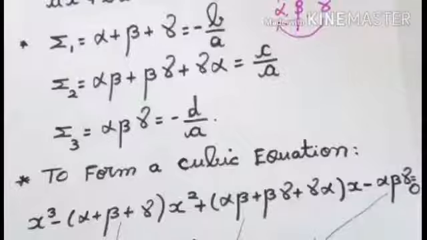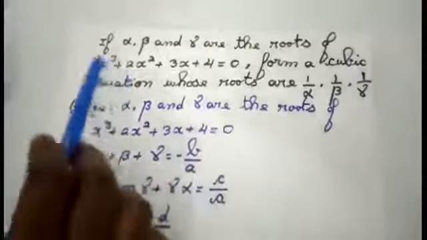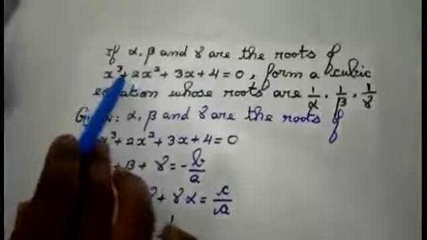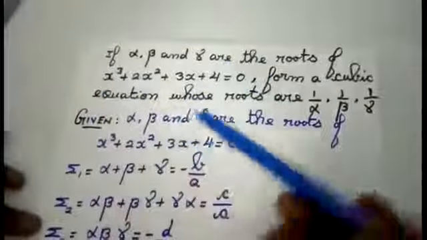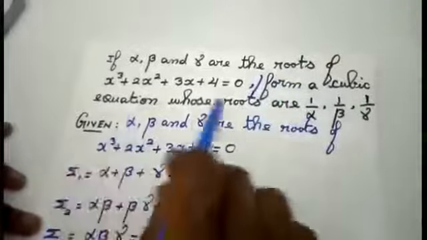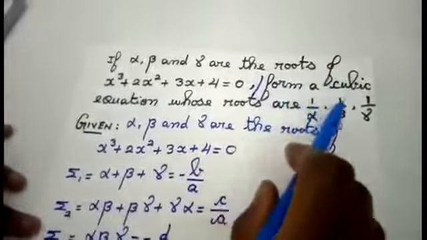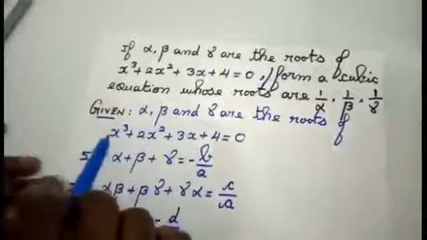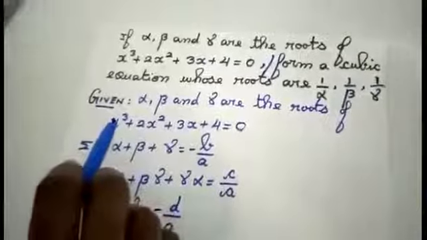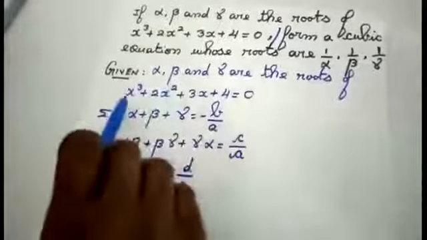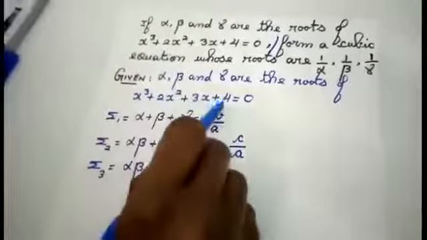Students, now we are going to do the sum based on cubic equation concept. If alpha, beta and gamma are the roots of the given cubic equation, they are asking you to form, this is the second part of the question, a cubic equation whose roots are 1 by alpha, 1 by beta, 1 by gamma. So similarly, like before sum, we are going to do given alpha, beta and gamma are the roots of x cube plus 2x square plus 3x plus 4 equal to 0.